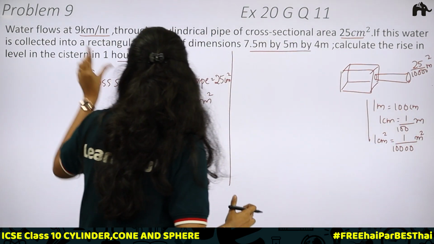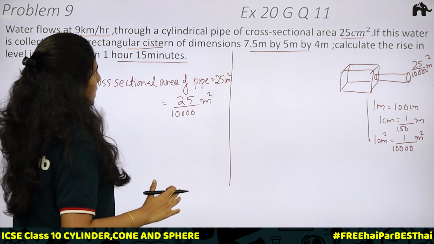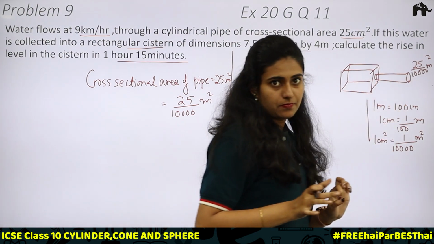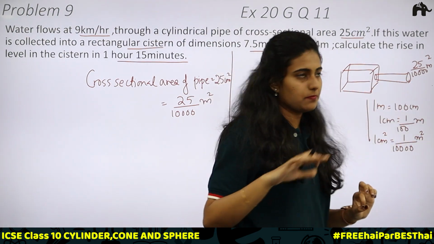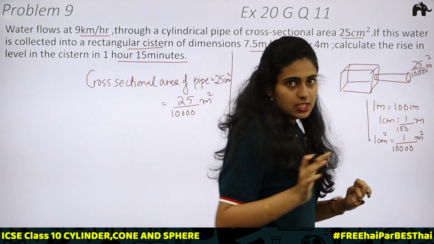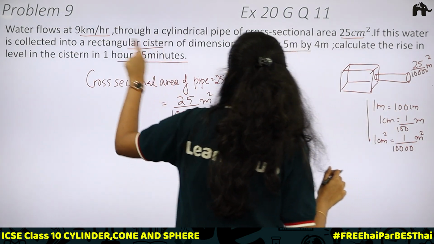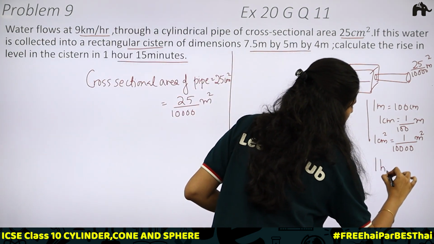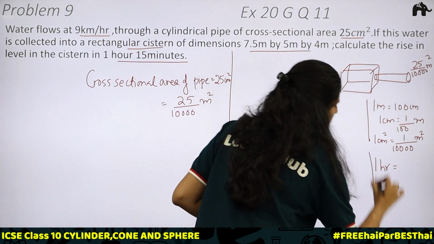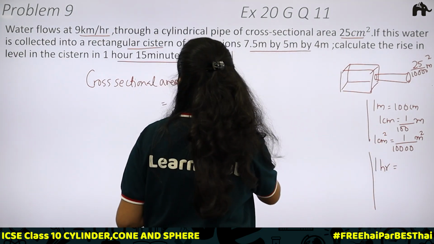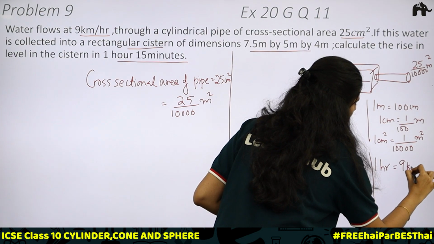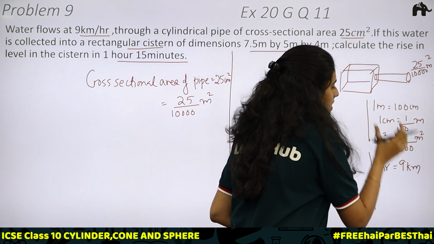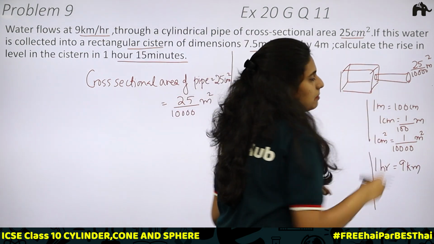What else is given? Water flows at 9 km per hour through the cylindrical pipe. Through this pipe of some height, we don't know what the length of the pipe is. The speed is given as 9 km per hour, which means in 1 hour, the water flows through a distance of 9 km. That is what 9 km per hour means.